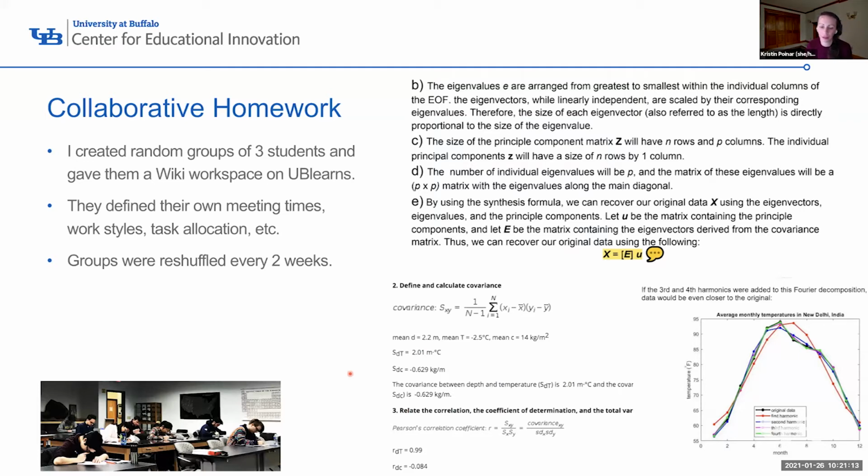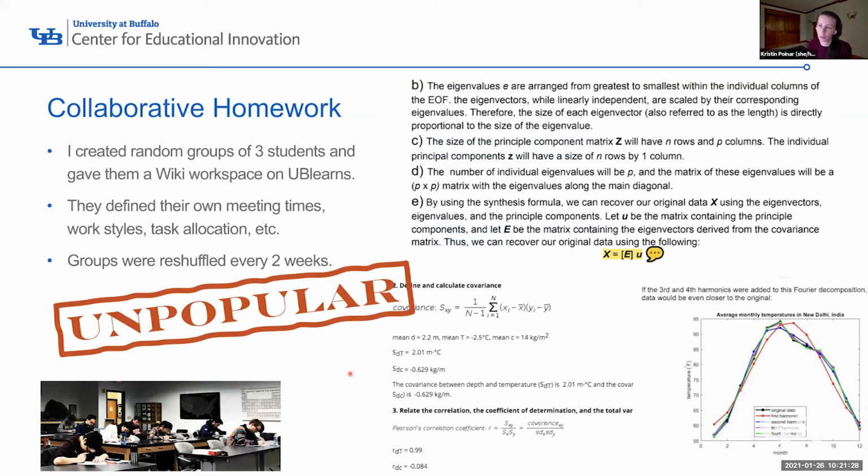So every 2 weeks I created random groups of 3 students and set them loose to address the homework assignments as a group. And we graded them collectively as a group, but they could work on it in whatever structure they saw fit. But unfortunately, these were unpopular. Students didn't like the wiki editor. They were frustrated with free riders who would engage minimally, et cetera.